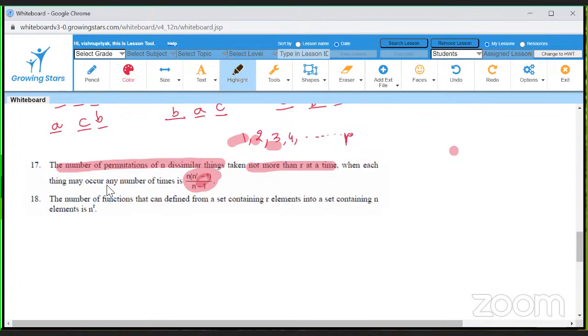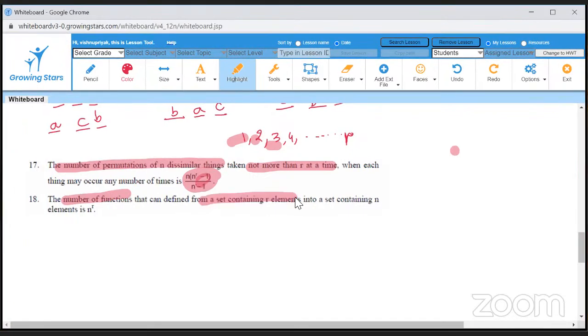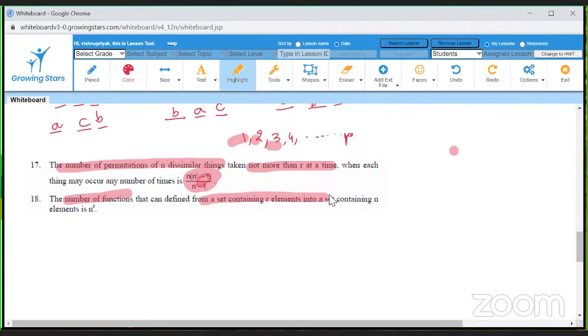Same way, the number of functions from a set containing r elements into a set containing n elements is n power r.